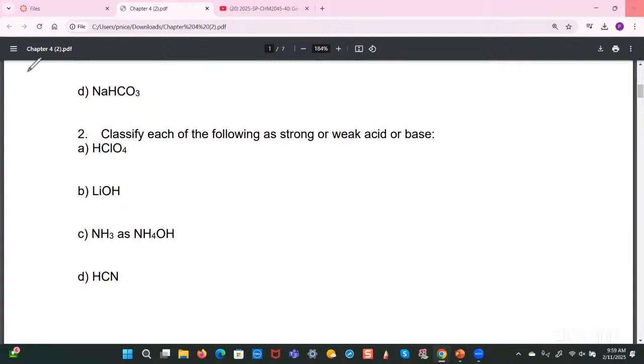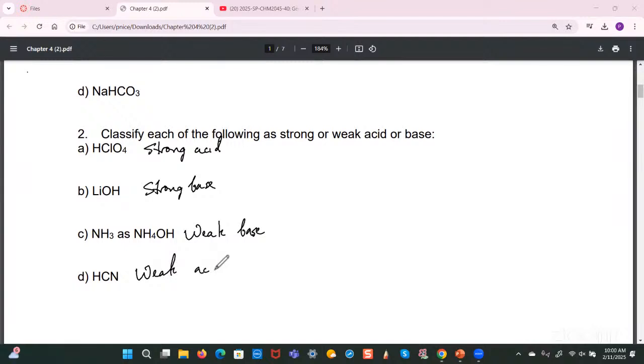So in the case of A, first, is that an acid or a base? Acid. Okay, and what type is it? Strong, so strong acid. What about B? Strong base. What about C? We just made this one a while ago. Ammonia, weak base. What about D? Weak acid. All right, very good.